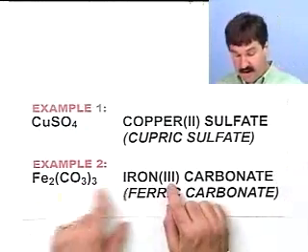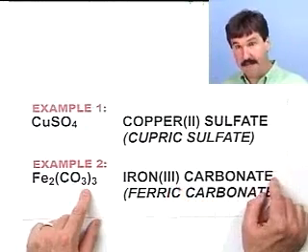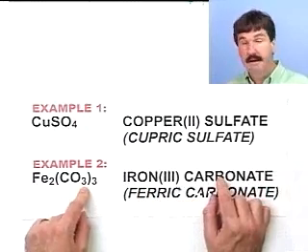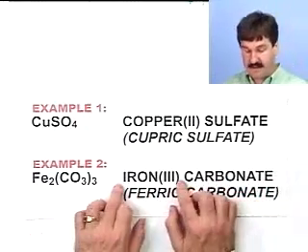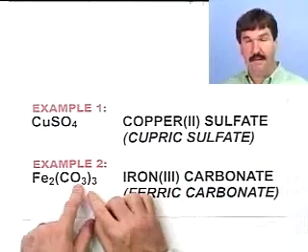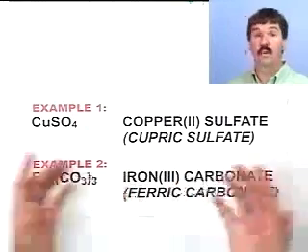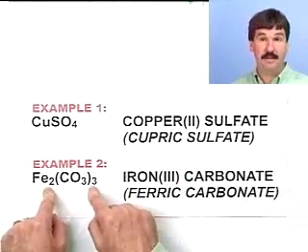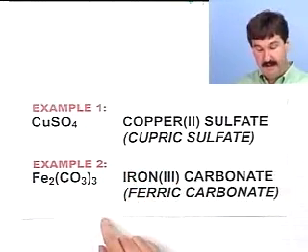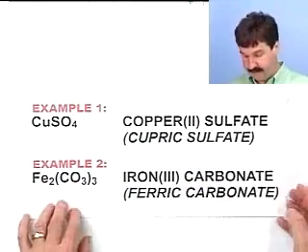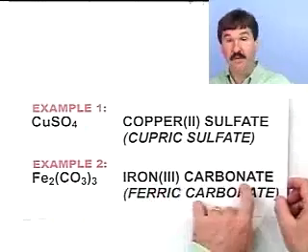Look at this one here. This is iron 3 carbonate. Now notice that it's not diiron tricarbonate. There's no need for us to use those prefixes because we know the charge of carbonate is 2-. We know that it's iron 3, so we know what the combining ratio must be in order to have charges balanced. Must be 2 irons and 3 carbonates. So no prefixes are needed. Just ferric carbonate or iron 3 carbonate.